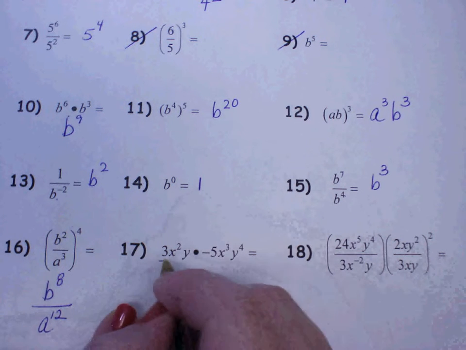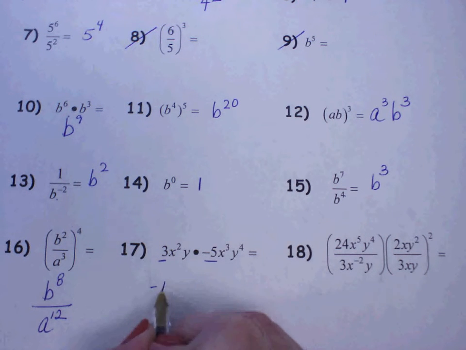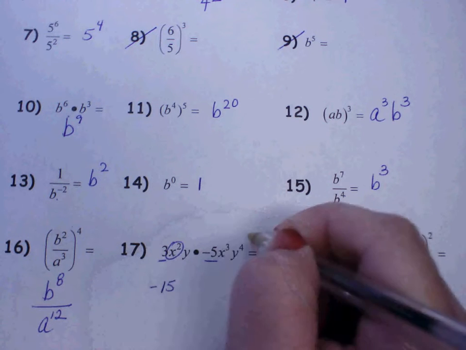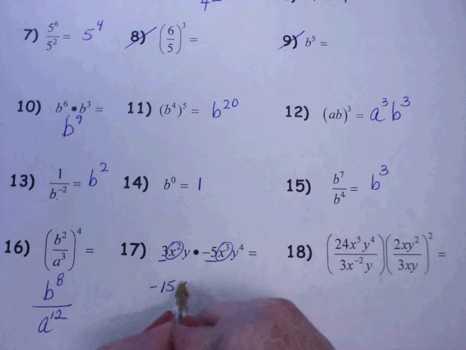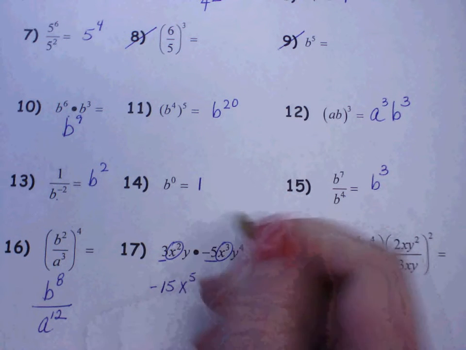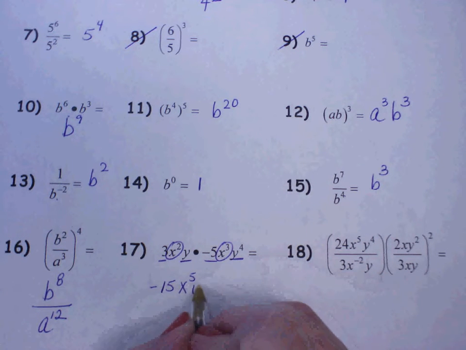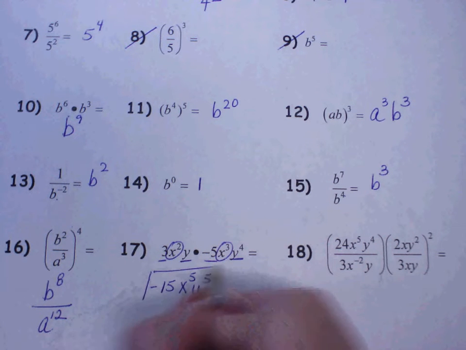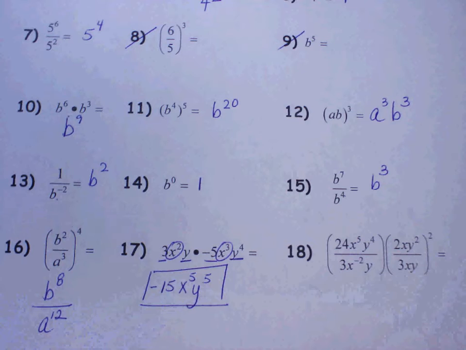3 times negative 5. X squared and x3. Very good. And y4. Y5. Wi-Fi. Wi-Fi. All right.